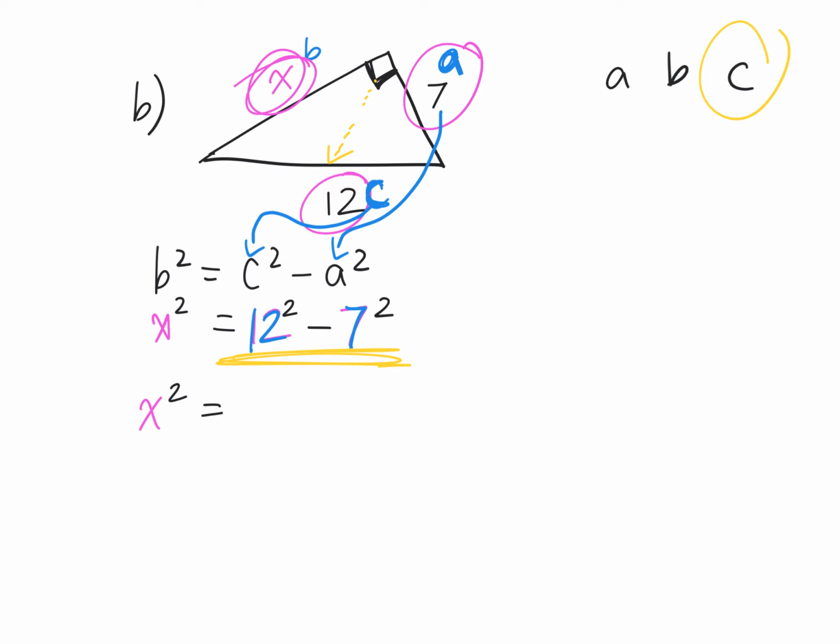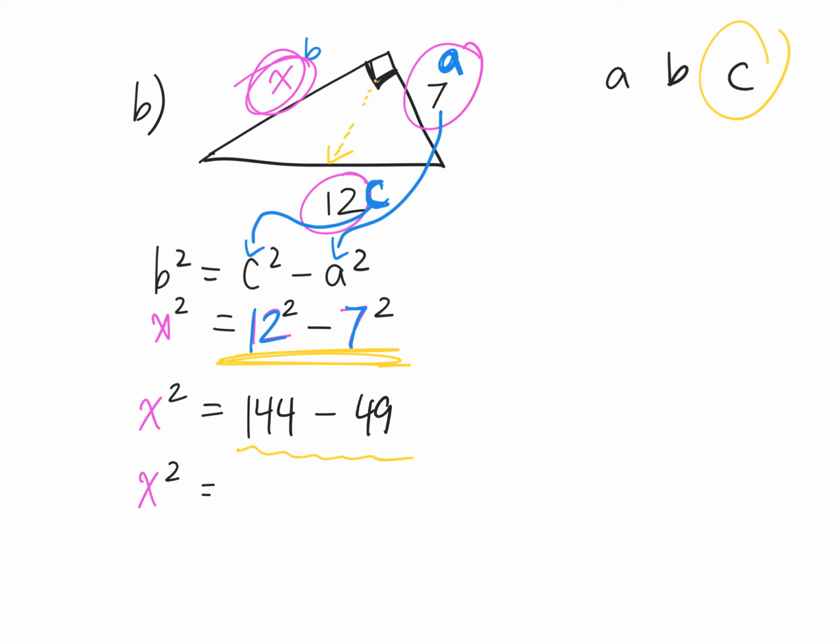What does 12 squared mean? 12 times 2 or 12 times 12? So do it on your calculator. What is 12 times 12? 144. Good. What does 7 squared mean? 7 times 2 or 7 times 7? What's 7 times 7? Good. Okay, so we still don't know x squared. Can we simplify this? Yep, subtract.